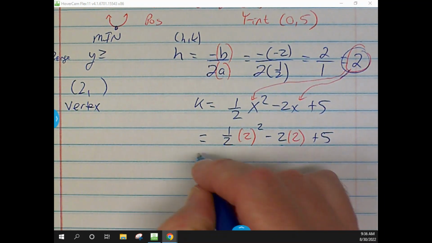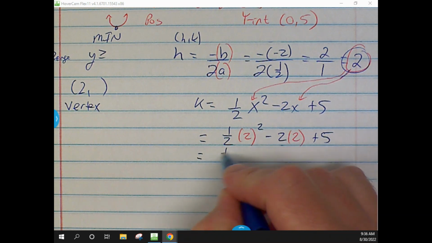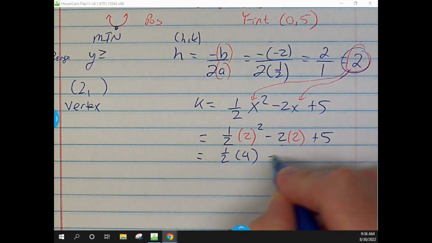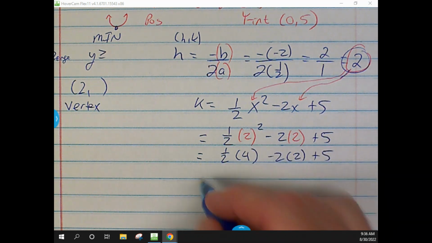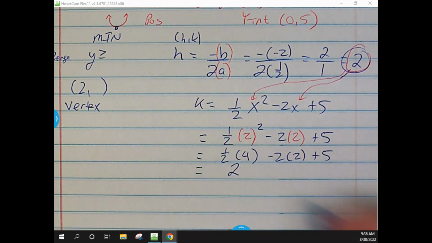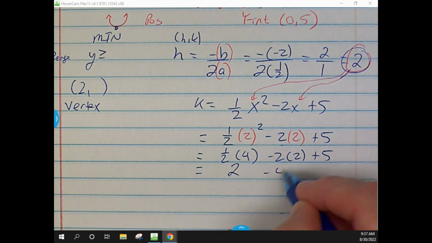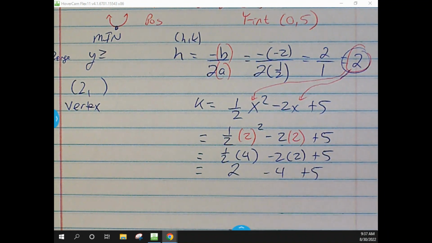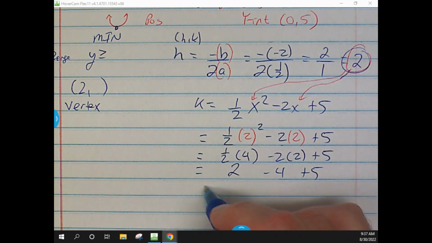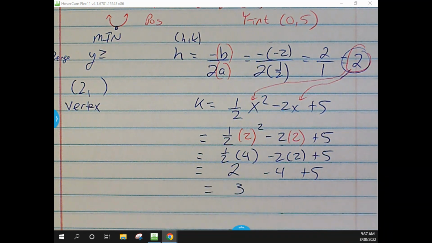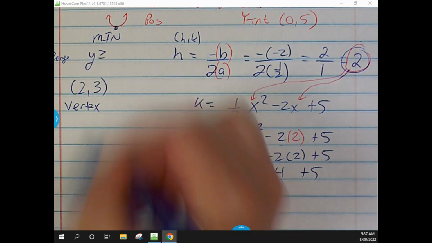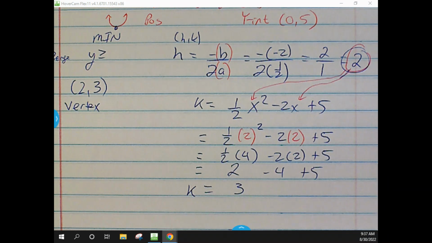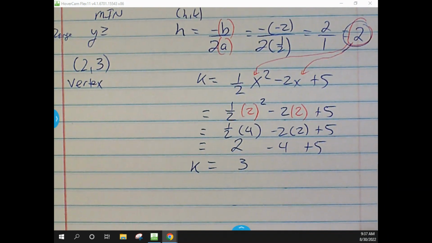Okay. So from here, again, it's order of operations. You've got to do the 2 squared first, which is 4. And then once you do the exponents, now you can do your multiplication. You've got half of 4, which is 2. 2 times 2, which is 4. And now we're just going to put all this together. 2 minus 4 is negative 2, plus 5 would be 3. And that's our k value. So that's the second point, or second value of our vertex there.